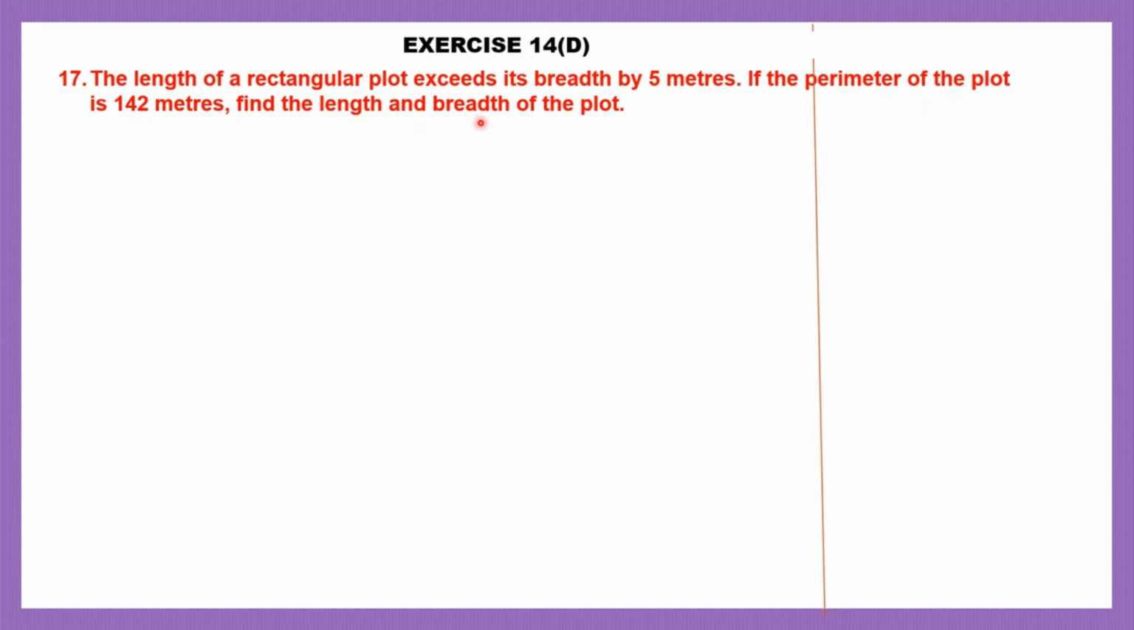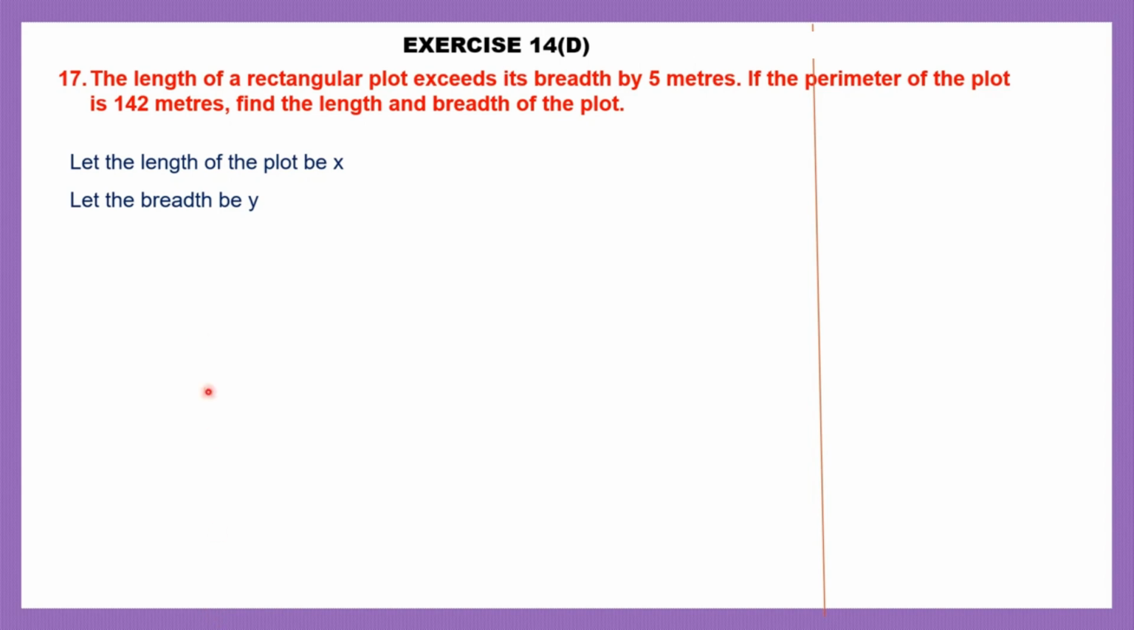So there are two unknown quantities here, length and breadth, which we have to find. Whenever you have two unknown quantities, you have to get two equations. So we're going to look at the first part of the question and try and make our first equation. So let's begin. Let the length of the plot be x. Let the breadth be y. So length is x and breadth is y.